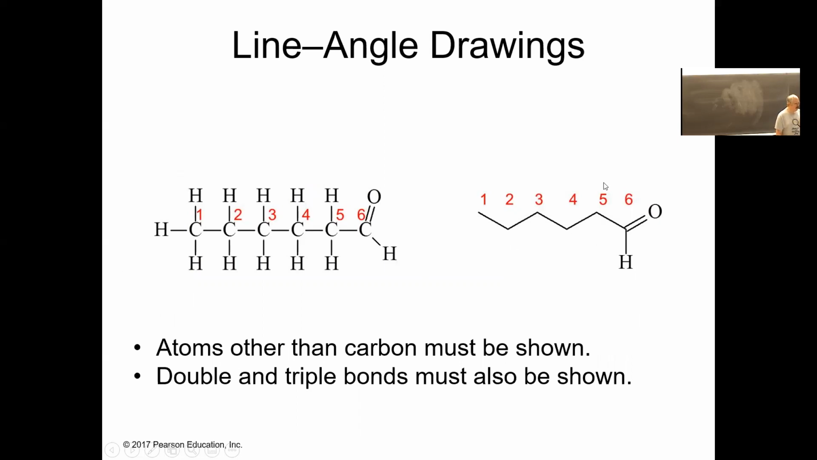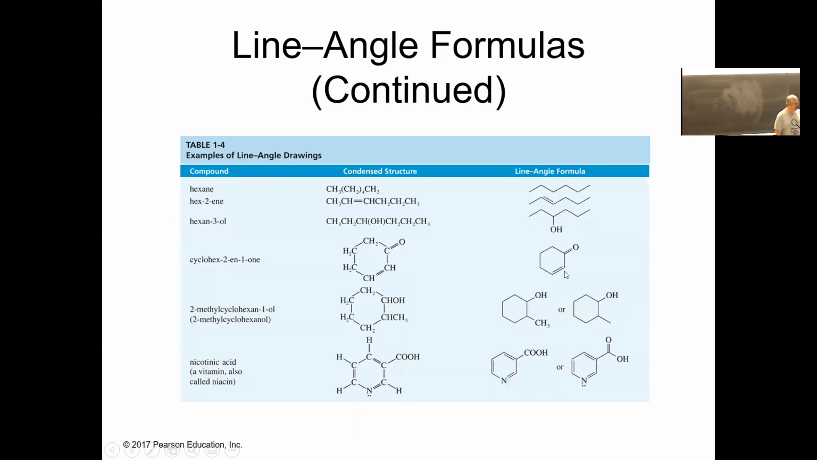Okay, here's another example of a line angle drawing. The oxygen and the double bond to oxygen must be shown. Also, this hydrogen, which is a critical part of what we call the functional group, and we'll talk about functional groups shortly. That also needs to be shown. Okay, so here are some other examples of line angle formulas and condensed structures.